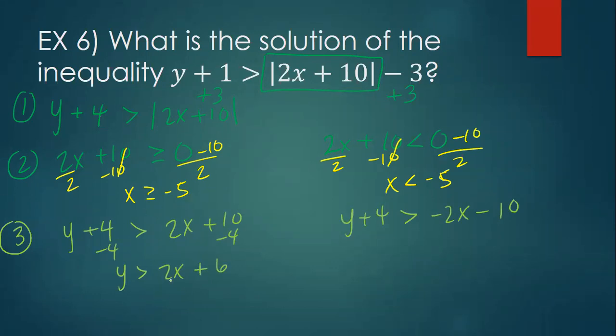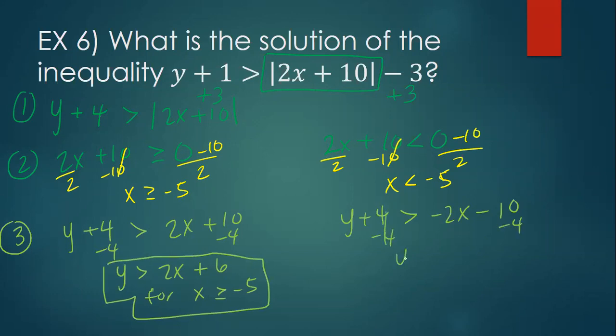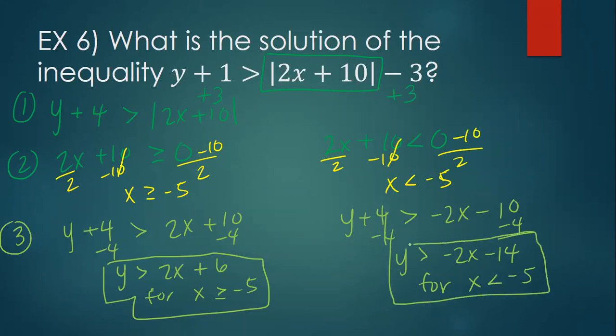And this is the right side of my graph for x values greater than or equal to -5. I'm going to subtract 4. And y is greater than -2x minus 14 for the left side of my values, for x values that are less than -5. And that's what part 4 means to do, to combine.